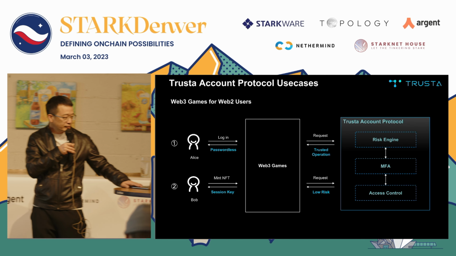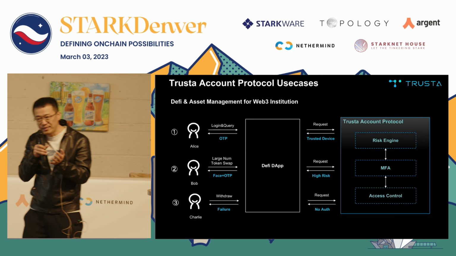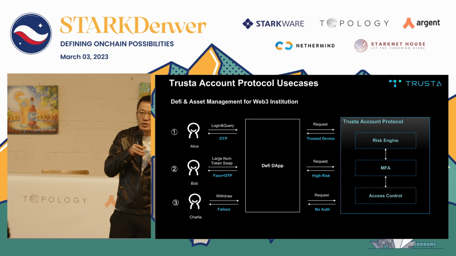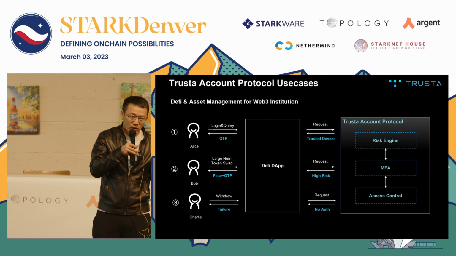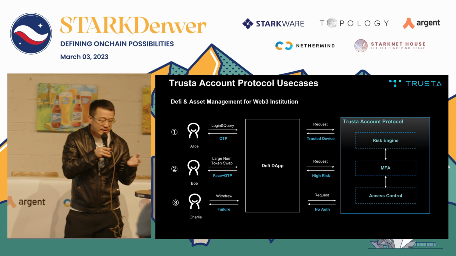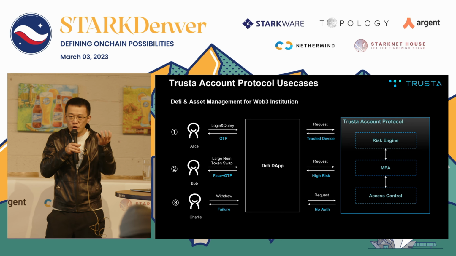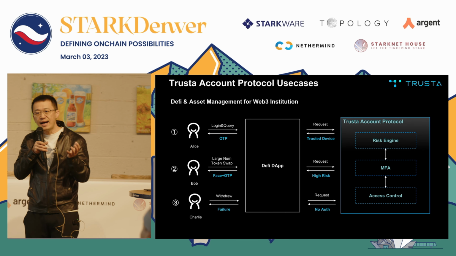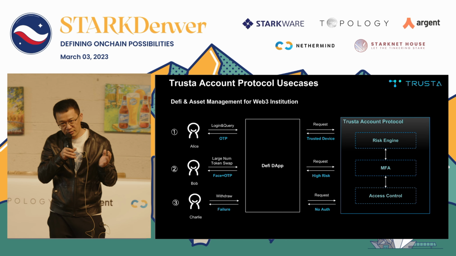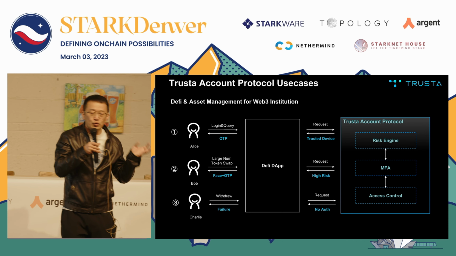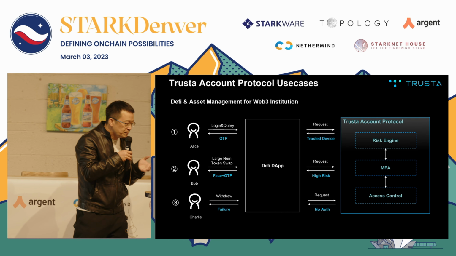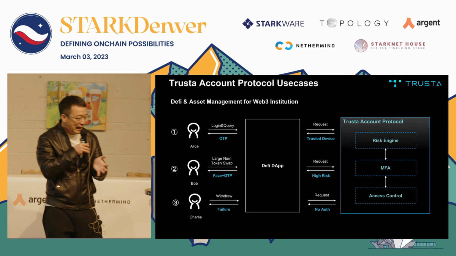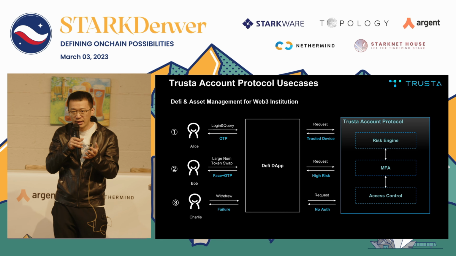But for other apps like DeFi, they need more security. So this protocol will also support this scenario, but we will also do the risk evaluation for each user, for each transaction. For example, when Alice just logs in to query the assets, we find that it's a trusted transaction. We ask Alice to do OTP only. And if we find Bob wants to do a swap of a large amount of tokens, we find that it's high risk and high value.